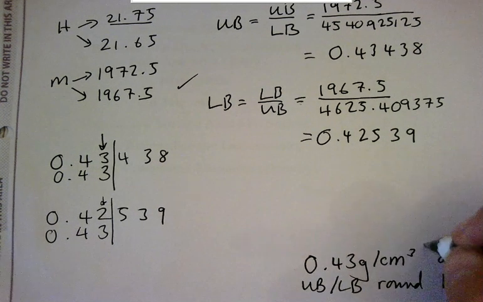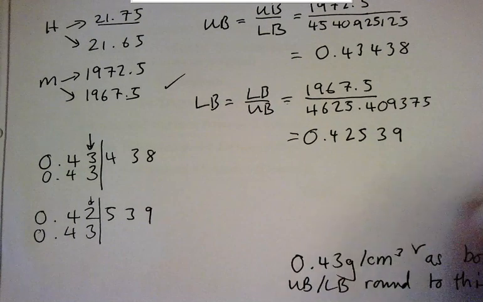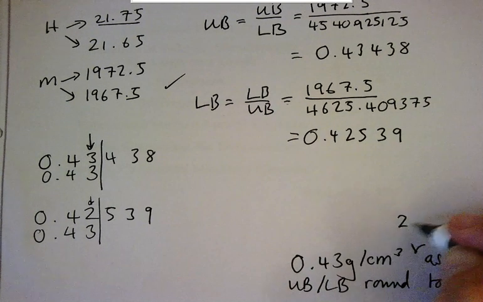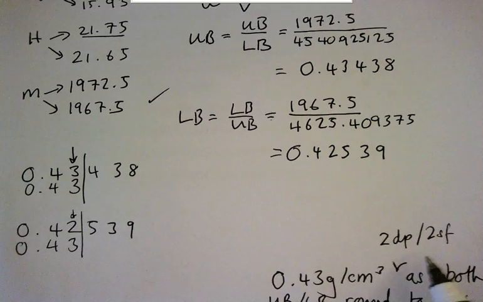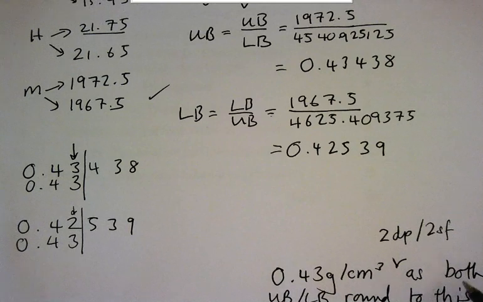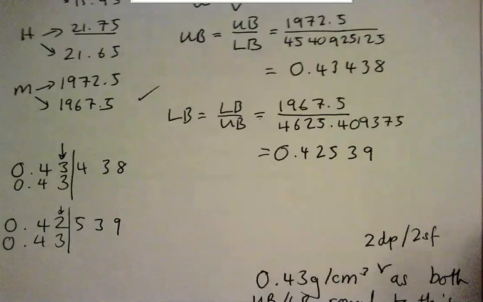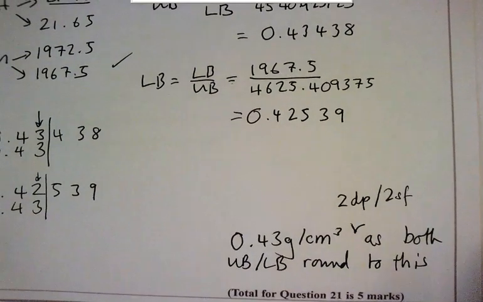And actually, sorry, I should have one extra thing, which is the degree of accuracy. So 0.43 correct to 2 decimal places, or it could be 2 significant figures. You don't need to write both, but if you've written one of those, that's perfect. As both upper bound and lower bound round to this. Okay, that was 5 marks.